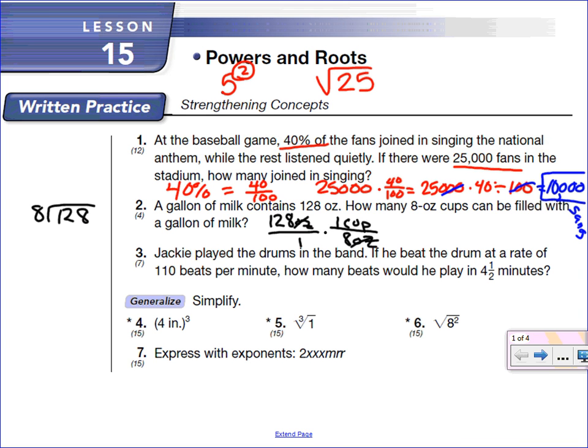8 goes into 12 once. 1 times 8 is 8. 12 minus 8 is 4. Bring the 8 down. 8 goes into 48 six times. 6 times 8 is 48. 48 minus 48 is 0. So we have 16 cups.